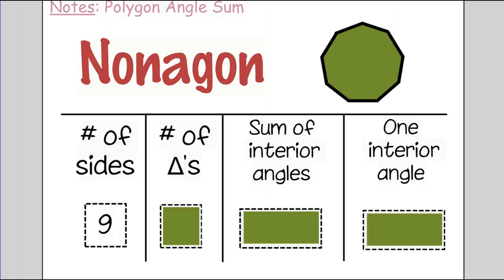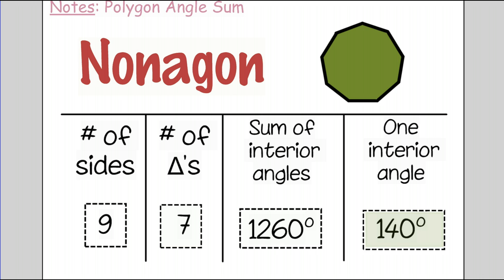How many triangles? 7. 7 times 180. We're getting larger. It's 1260. 1,260 divided by 9. Ashley? 140 degrees. Smart. Pentagon. Moving on. Oh, no, it's not a pentagon. You know what this is called.